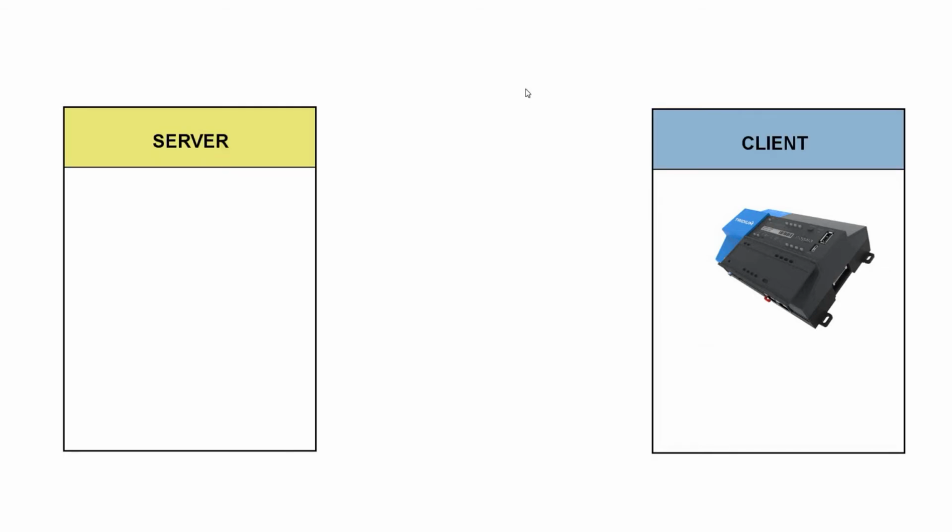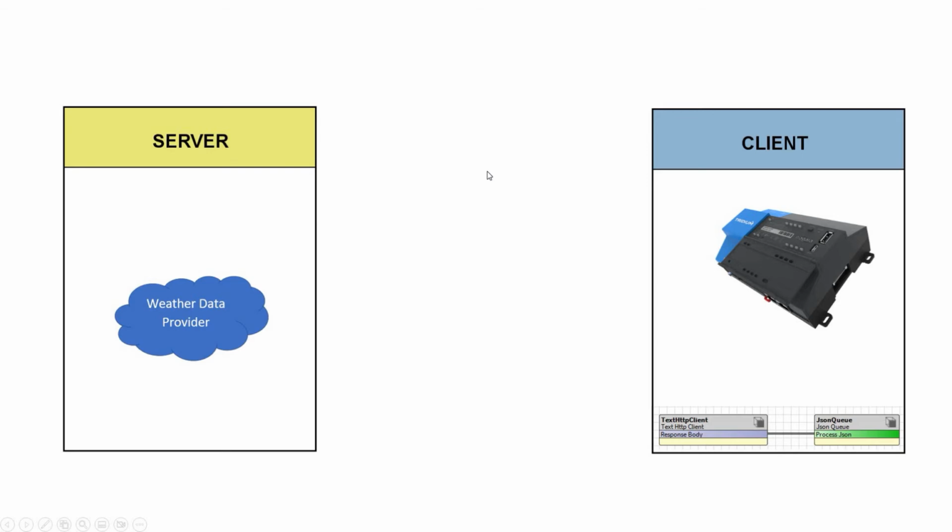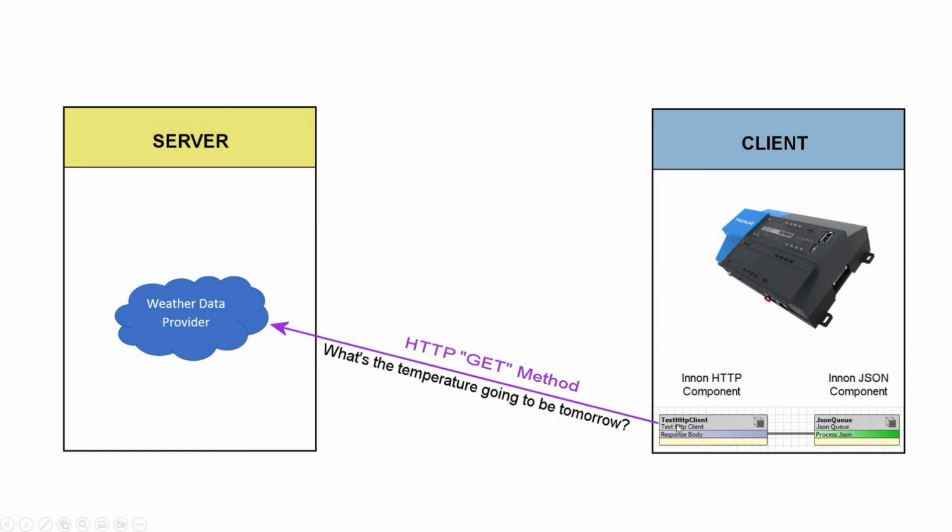Let's have a look at another scenario where we reverse the roles. Now our Niagara 4 station is the client, and it's making requests for data or to deposit data at a server at the other end. Okay, so in this case we're going to try and get some weather data from a weather data provider, say in the cloud somewhere out on the internet. And what we're going to do is use a text HTTP client module out of our Innon IoT API palettes. And so we're going to do an HTTP GET method from there.